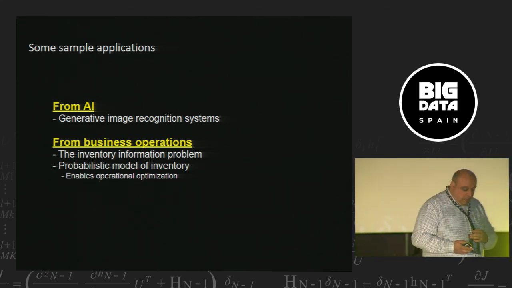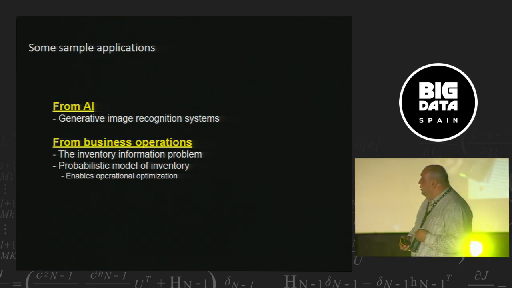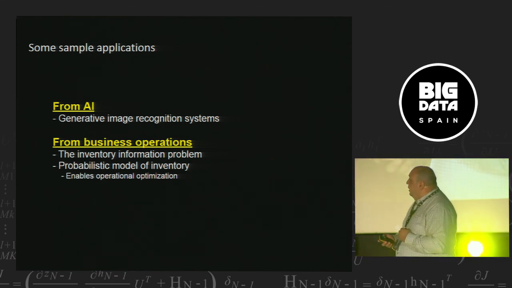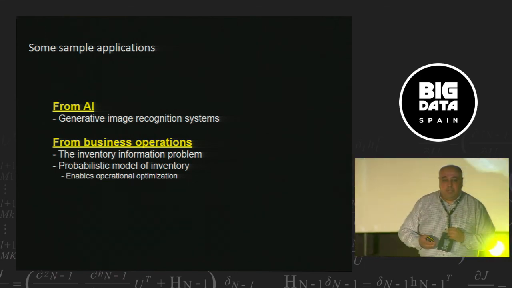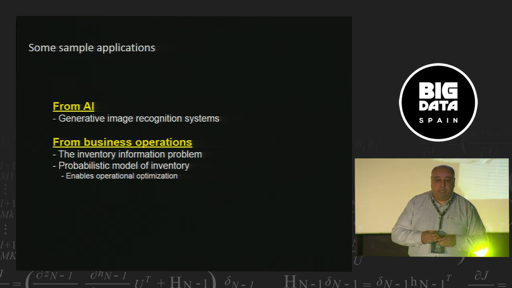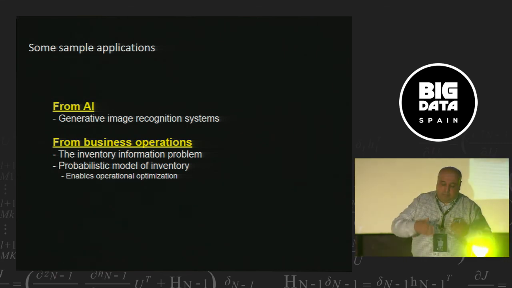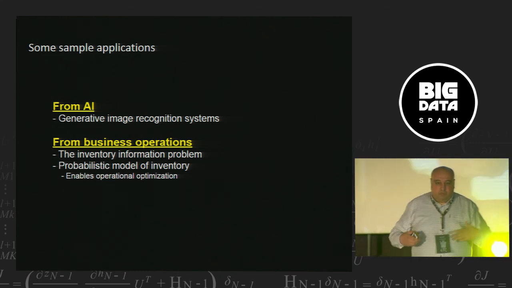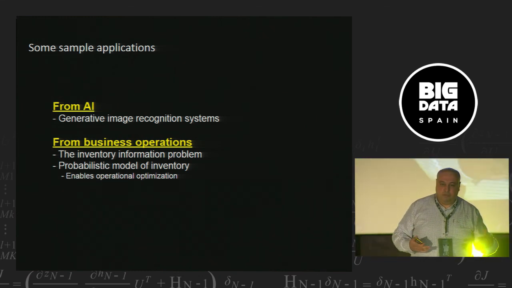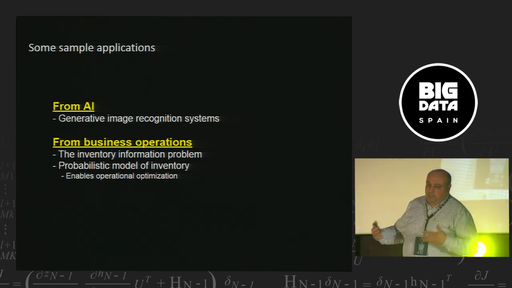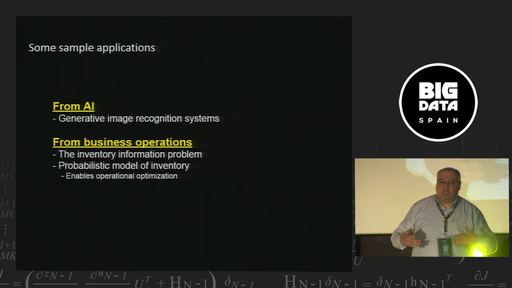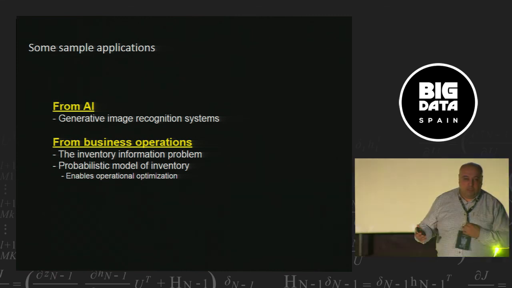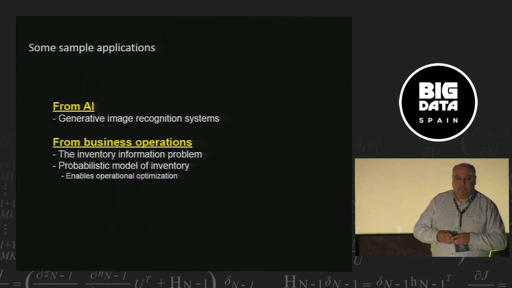And another one, this is a bit closer to my own day-to-day. In business operations, we have what we call the inventory information problem. Basically, we know, and that's been investigated a lot, that at least 30% of the information about the inventories that you have is wrong. Inventory specifically is an extremely noisy data set. You really don't know what you have in your warehouse. You really don't know what you have in your shops. You only have, relatively, an idea.